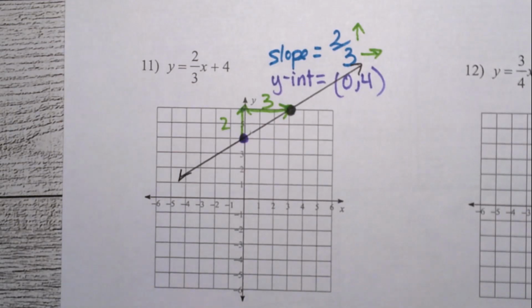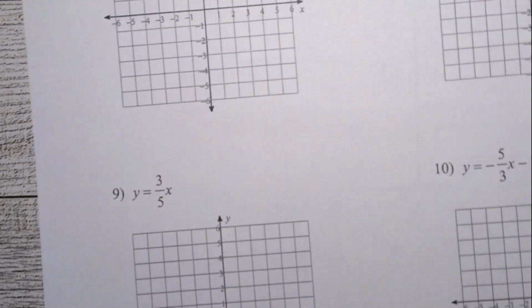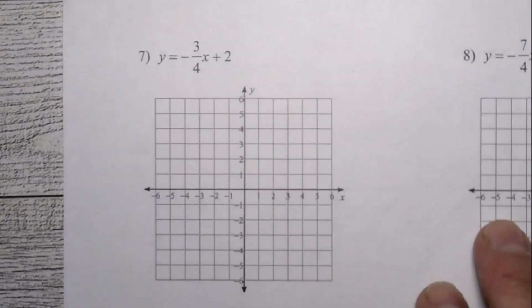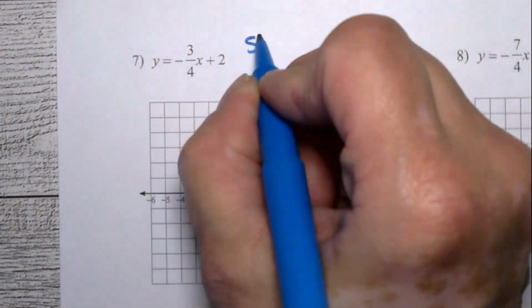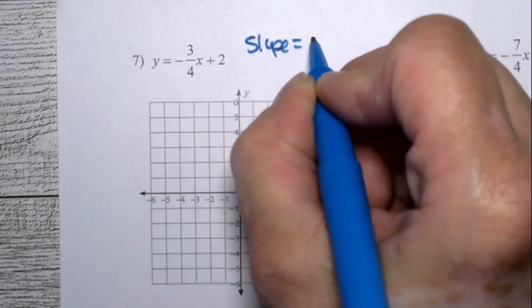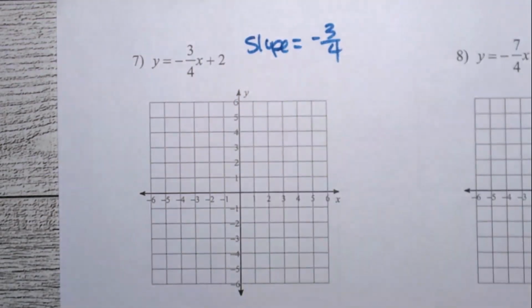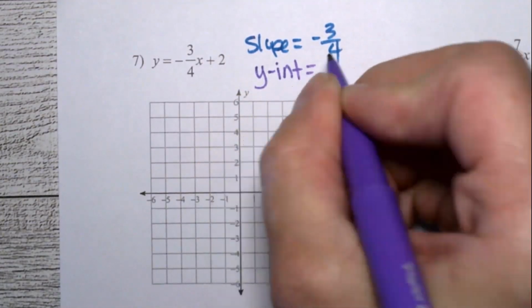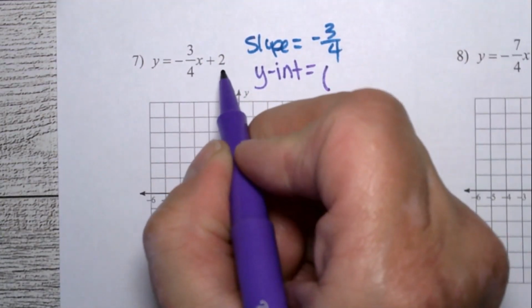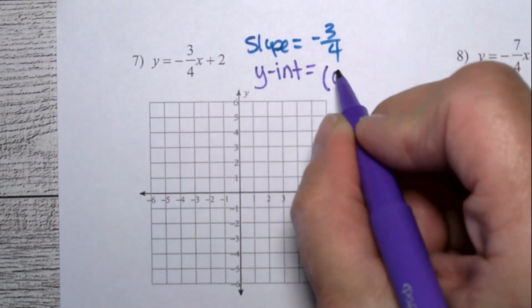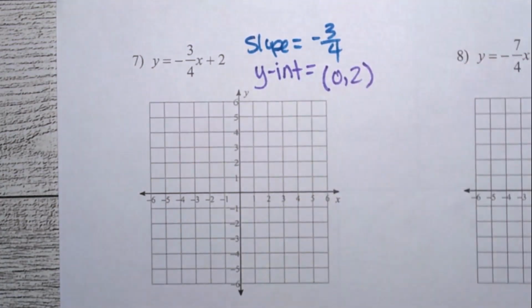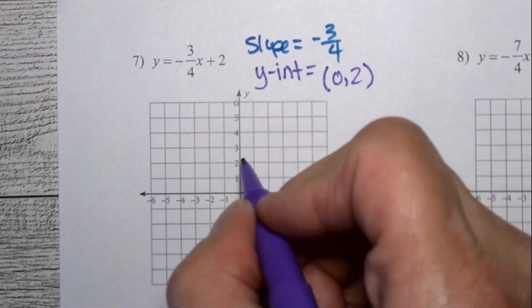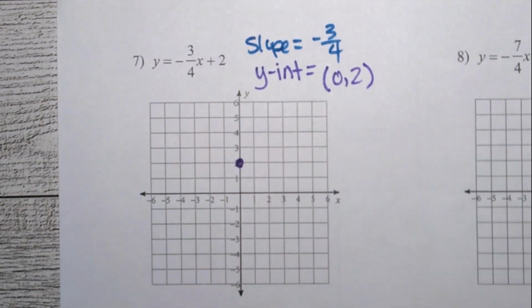I wanted to do number 11 first because it has a nice positive slope that's easy to count, and it has a nice positive y-intercept. But now we have a negative slope. So the slope is negative 3/4. And the y-intercept, again, if I ask you for the y-intercept, I want the point. You don't say 2. You give me the point (0, 2).